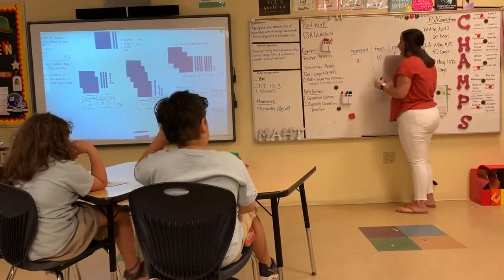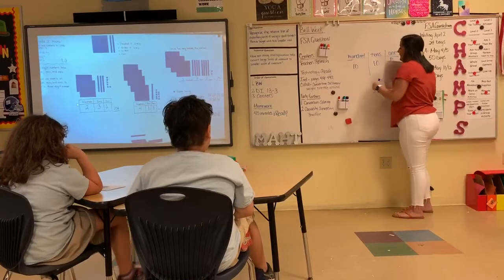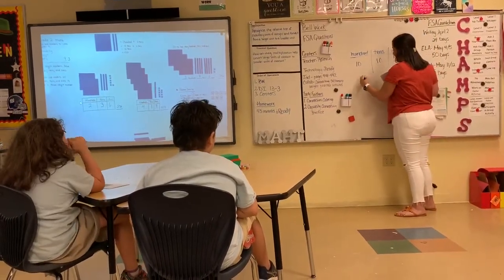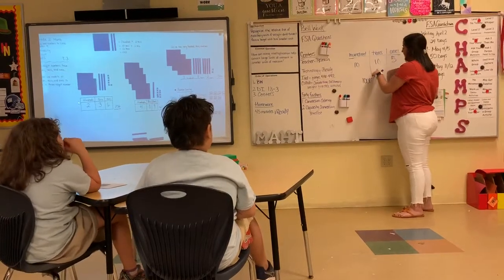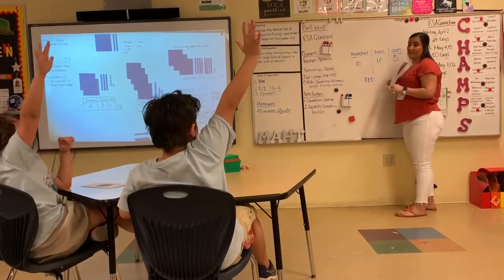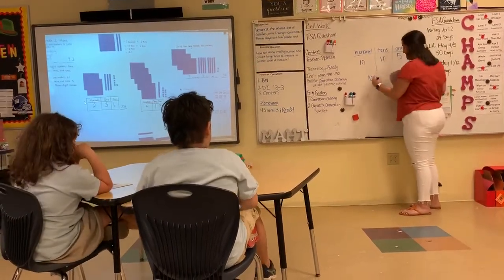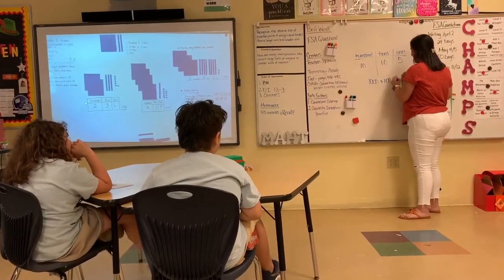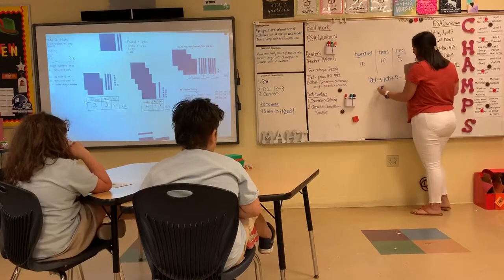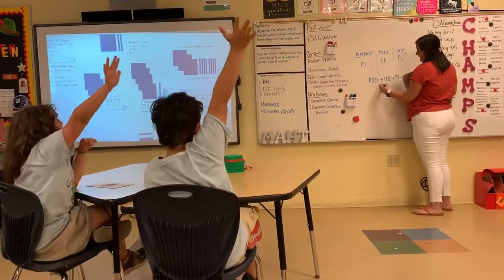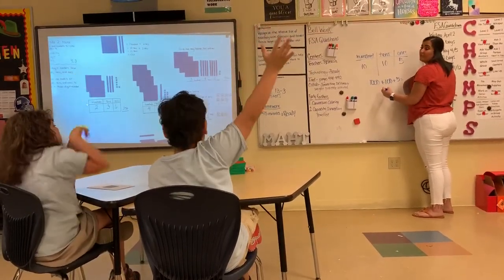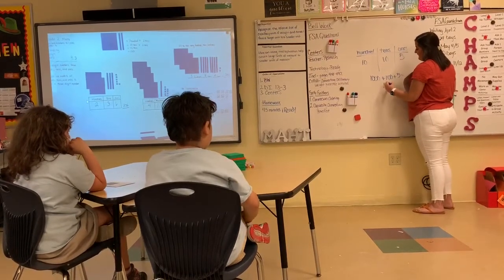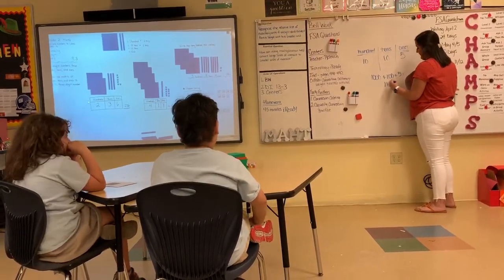Okay, so if you have 10 hundreds, that would be 1,000. And then you have 10 tens, which equals how much? 100. And then you have the 5s. So your answer would be what? 1,105. Correct.